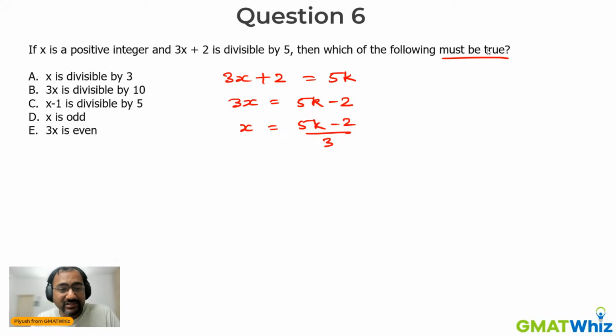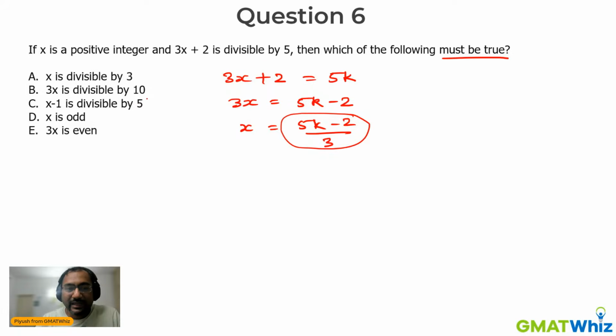So it says x is divisible by 3. Now if you look at this, can I say x is divisible by 3? Again, it may or may not be true. I don't have anything to say that this number when divided by 3 leaves a remainder of 0. So I cannot really say this is true.